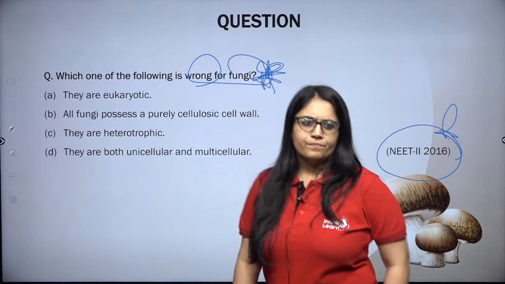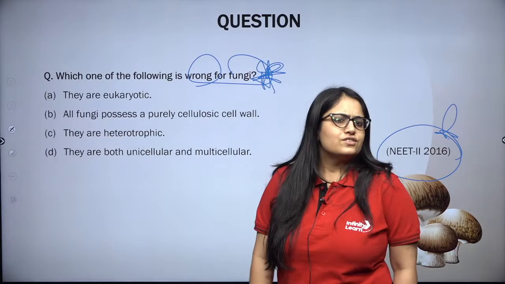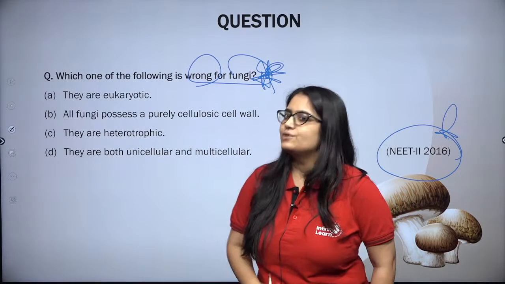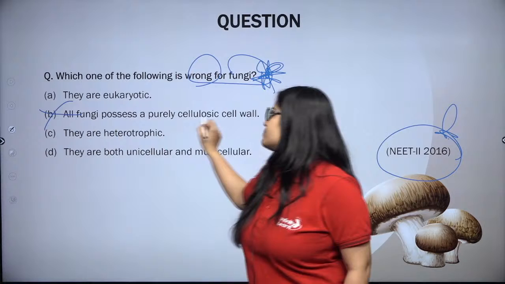Wrong hai, huh? Read carefully. Wrong for fungi. Yes, you all are absolutely correct. Fungi possess a cell wall that includes chitin. They do not possess a purely cellulosic cell wall. The statement that all fungi possess a purely cellulosic wall is absolutely wrong. They possess chitin in their cell wall.